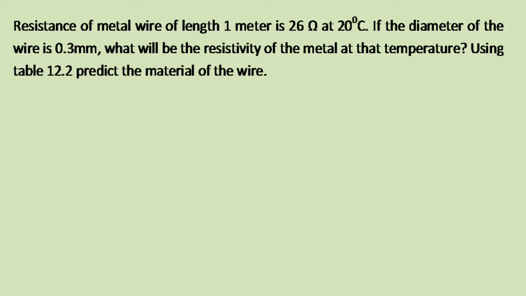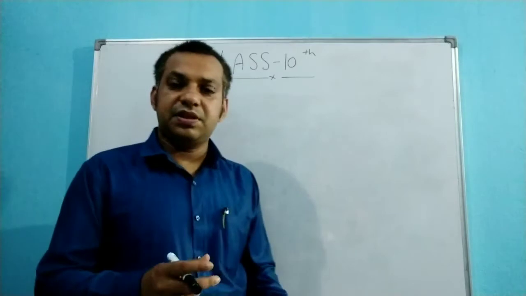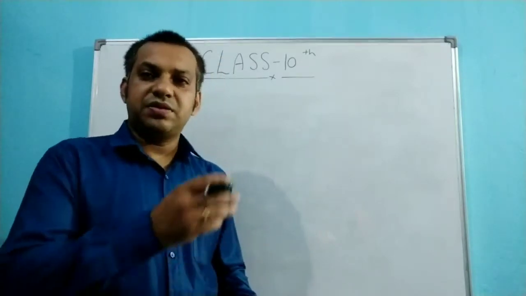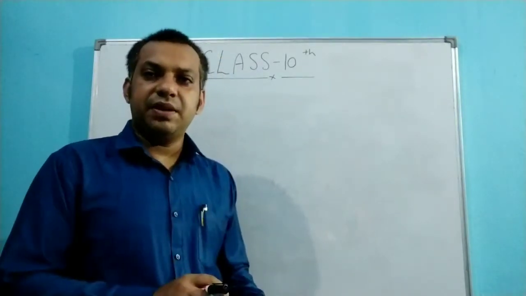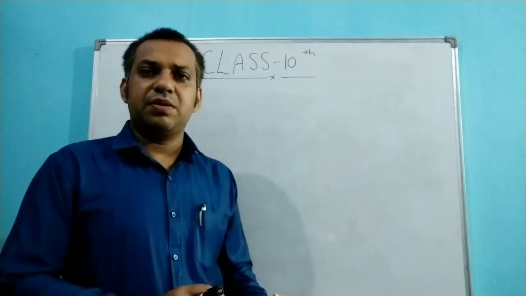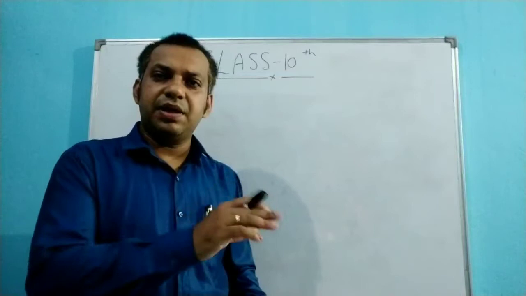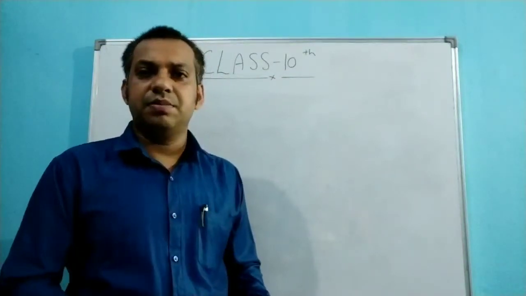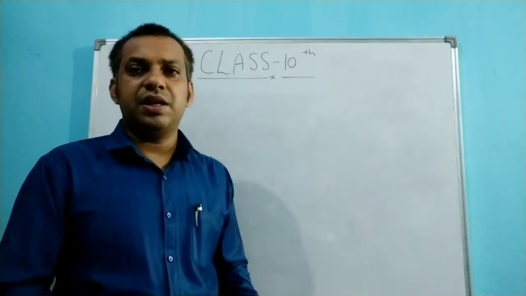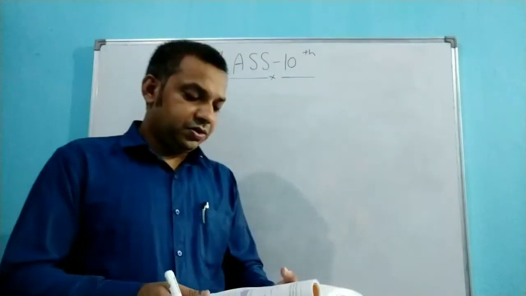Once you calculate the resistivity, there is one more part given in the question: using table 12.2, predict the material of the wire. That means first you have to calculate the resistivity. After that, from table number 12.2, you see which particular metal has that amount of resistivity. So simply by calculating the resistivity, you compare the value with the values in the table and mention the name of that metal. So this is your question.